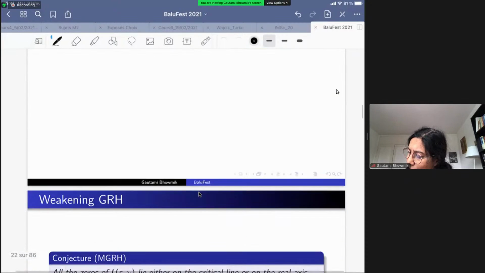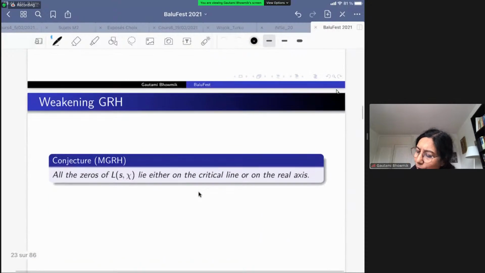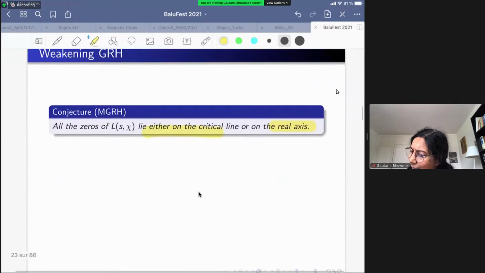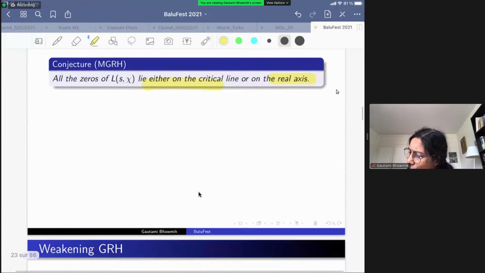So here is a modified GRH. It says that if there are zeros of L(s, χ), then they are either on the critical line or on the real axis. This is the modified generalized Riemann hypothesis. I don't know who first thought about it. I know that this exists in a paper of Sarnak and Zaharescu.